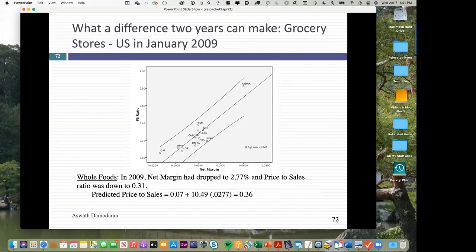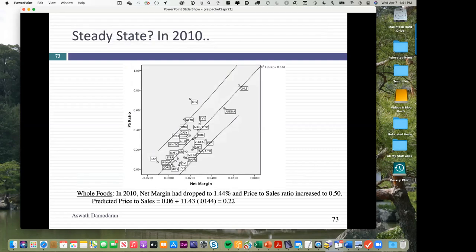Two years later, I revisited the sector. You're saying, where the heck did Whole Foods go? It's not above the line, you know where it is? It's actually become the most underpriced stock in the sector. It went from being the most overpriced to the most underpriced. When I did the pricing in 2009, based on its margin, I said, it looks cheap to me now. It went from being really expensive to really cheap. In 2010, I revisit the sector. It's back to being among the most overpriced stocks. It took the market almost 7 years to learn how to price Whole Foods.